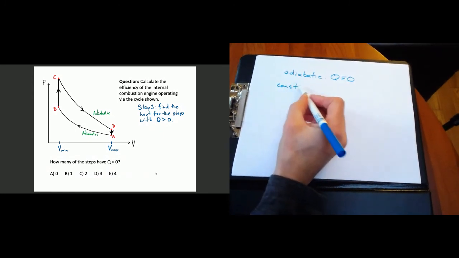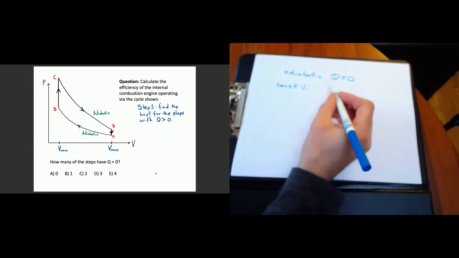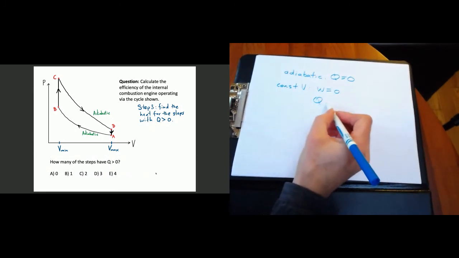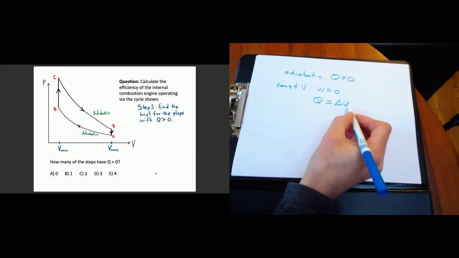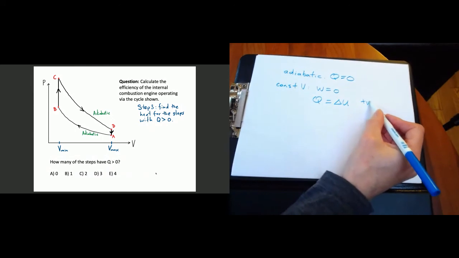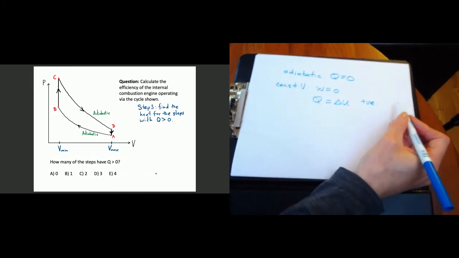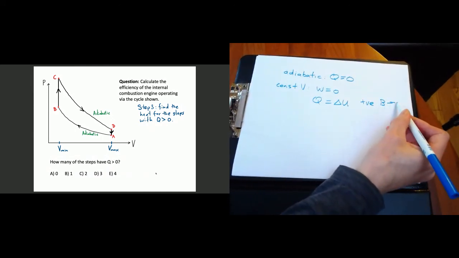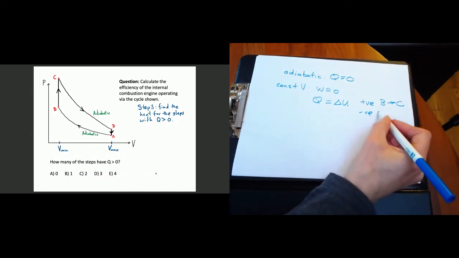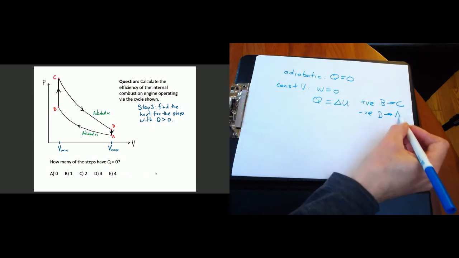So those are constant volume. And in that case, we know that W equals 0. And we know therefore that Q is equal to delta U. And so it's positive for this process B to C, and it's negative for the process from D to A.